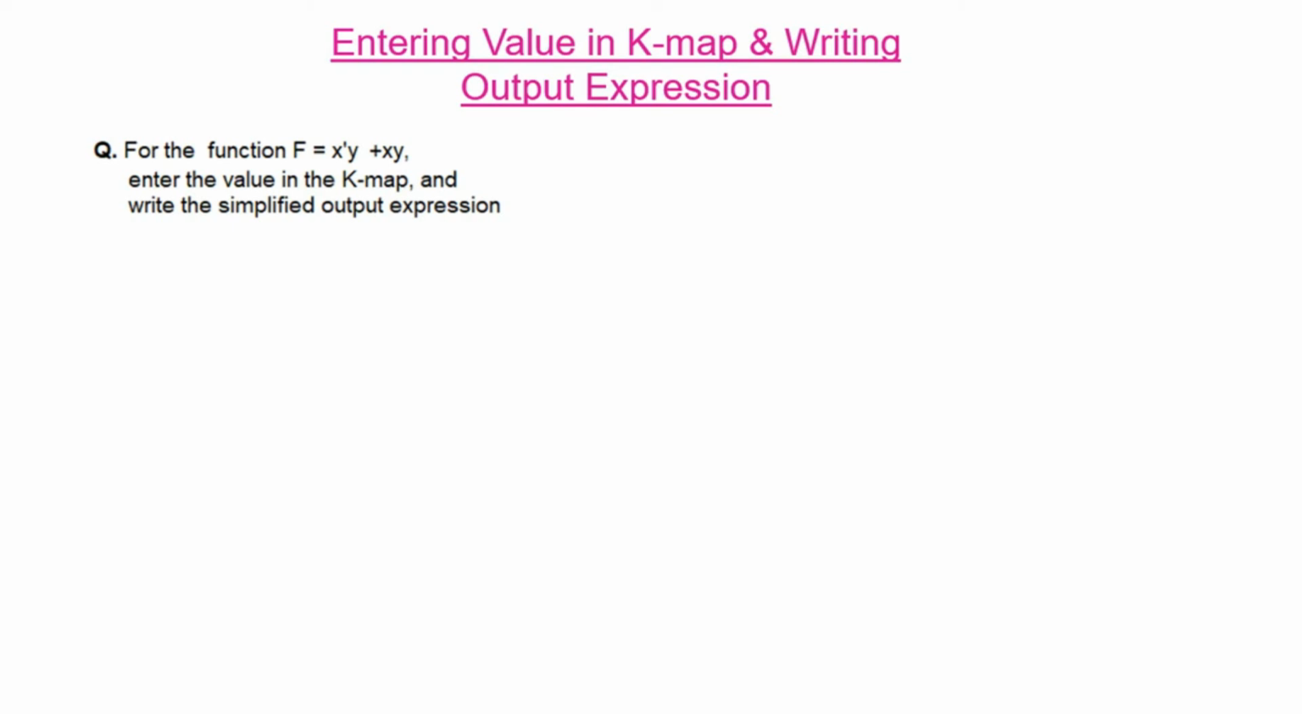Now entering values in the K-map and writing output expressions. The first question is, for the function f equals x dash y plus xy, enter the values in the K-map and write the simplified output expression. So this is one expression, but the benefit of the K-map is that we can get a simplified expression. So let's see.